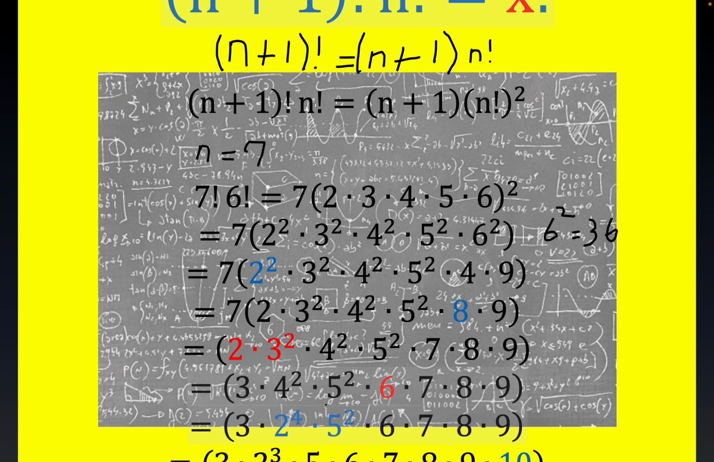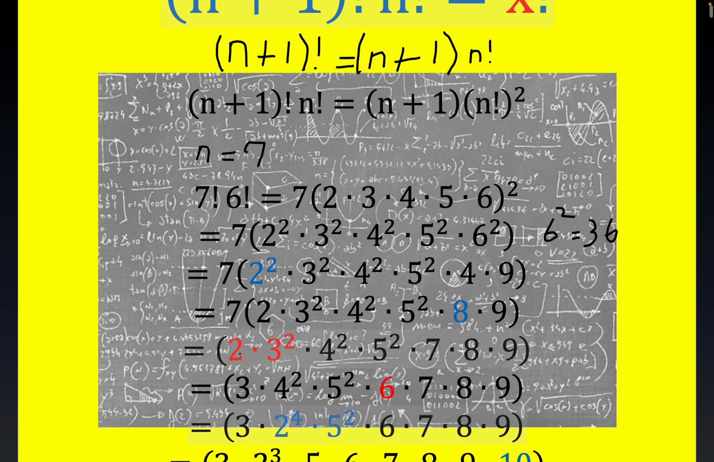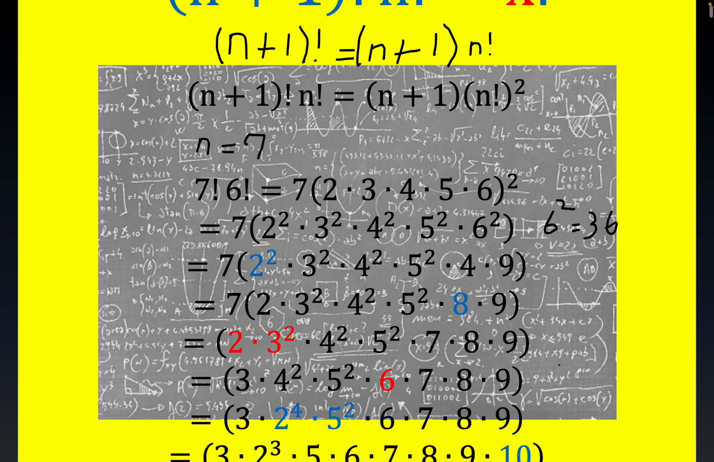What did I do here to get the 6? I took a 2 and a 3 from here to get this 6. Notice I made it color-coded just so I wouldn't get confused. All right, and so what does that leave? That leaves this expression right down here. We're getting closer and closer. We have 6 times 7 times 8 times 9, which looks like a factorial expression.